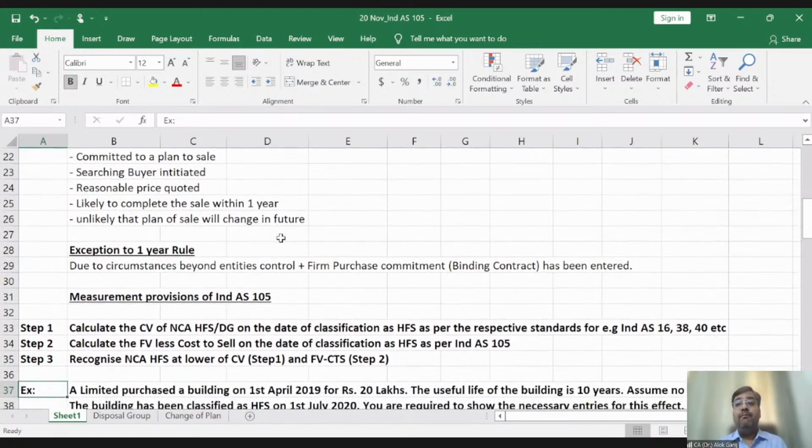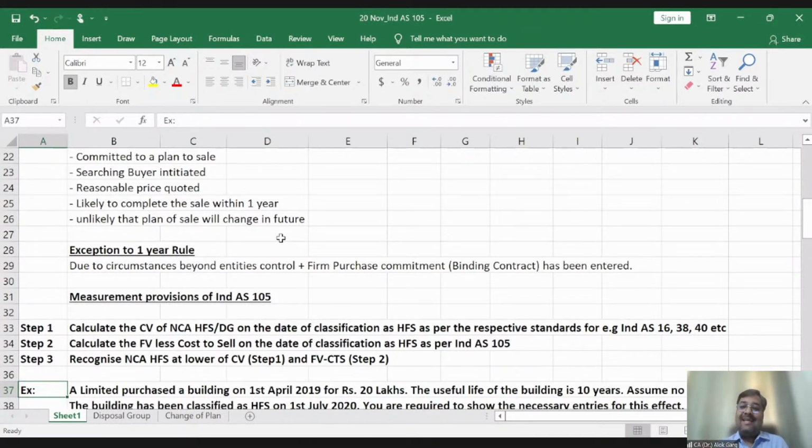Then let's come to the measurement. Now we have decided that yes, this item is a non-current asset held for sale. Now, what is the measurement requirement? Is it something different, or whatever carrying value is there, do we just recognize the non-current asset held for sale at the carrying value? The answer is no. There is a different requirement.